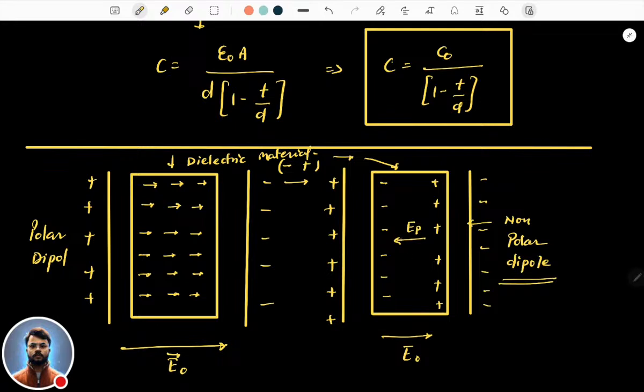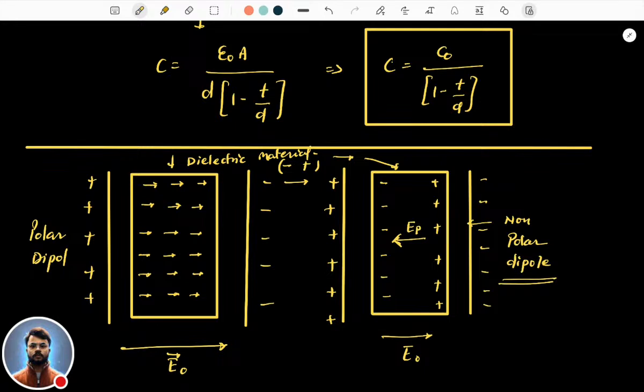So here we see that when you place a slab inside an external electric field, there is a net electric field generated inside the plate, while in the case of a conducting plate, the net electric field inside the conducting plate is 0. All right. So the EP, that is the electric field generated by the dielectric polarization, is created opposite to the external electric field.